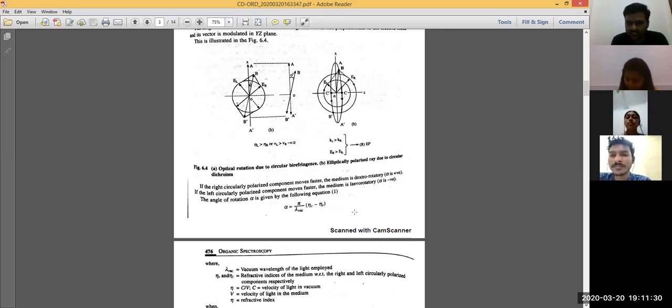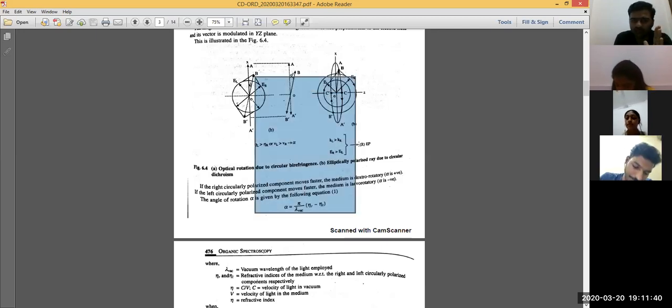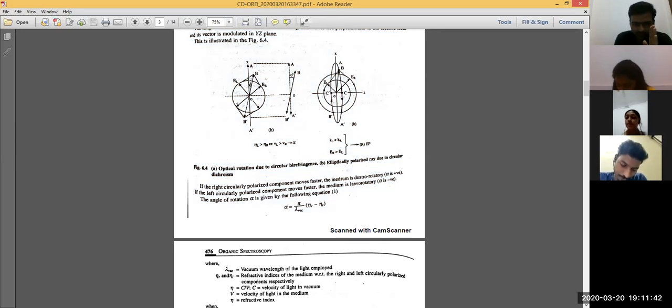Okay, let's try and understand this formula. This formula is trying to tell you the effect of circular birefringence on plane polarized light. The plane polarized light will no longer come out in the same plane as it was incident. It is going to come out at an angle, and this angle is given by, say, alpha. What does this alpha depend on?